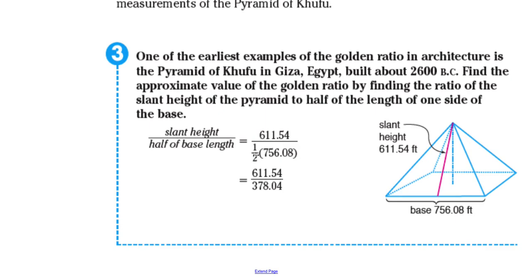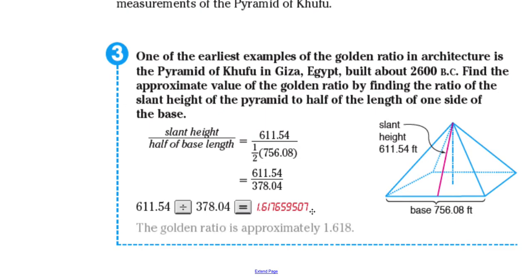That becomes 611.54 over 378.4, which is half of 756.8. Using a calculator, you end up with 1.617659507. So this is the approximate value of the golden ratio, 1.618. If you have a ratio that is equal to 1.618, that is considered to be the golden ratio.